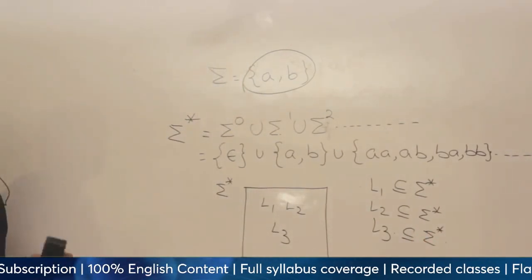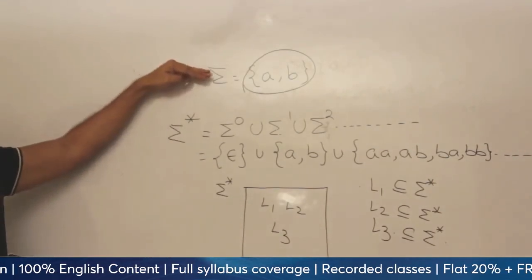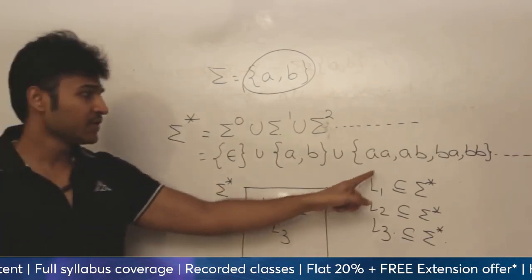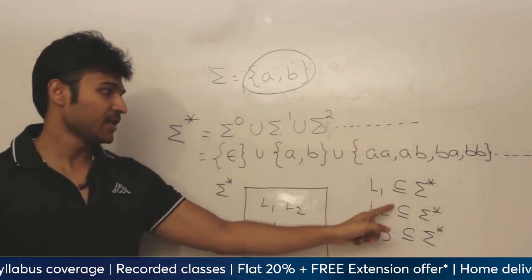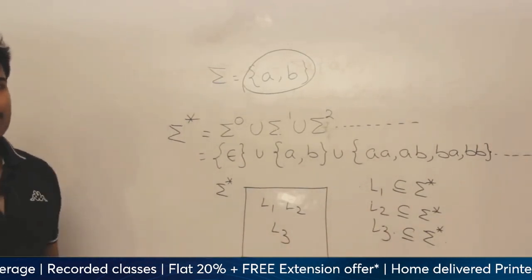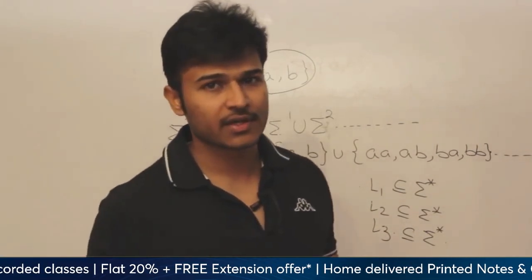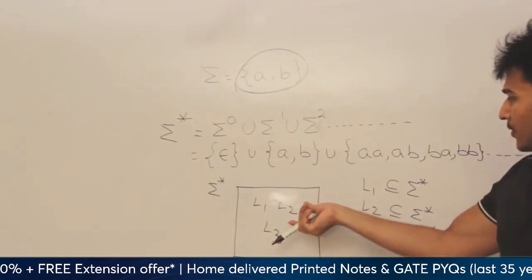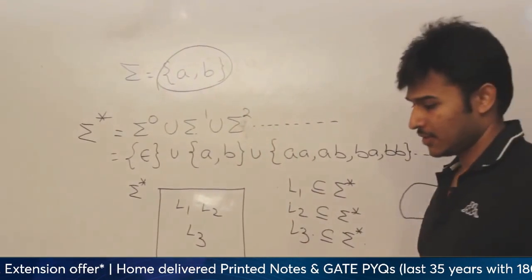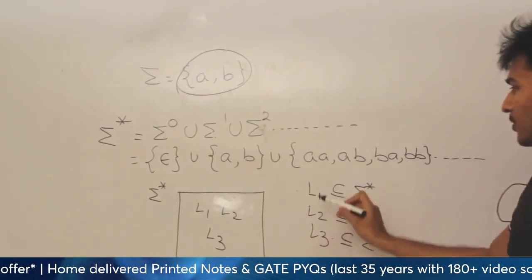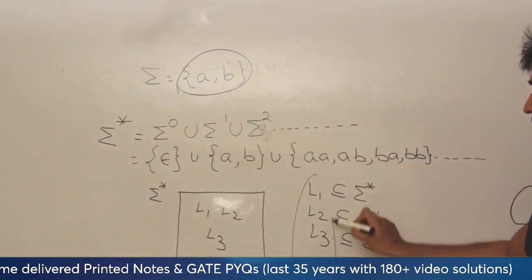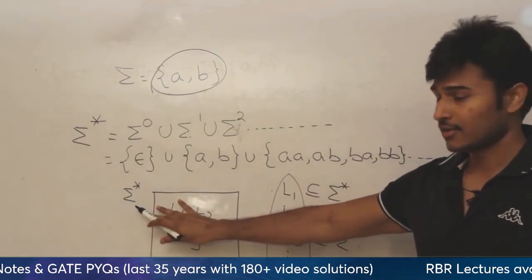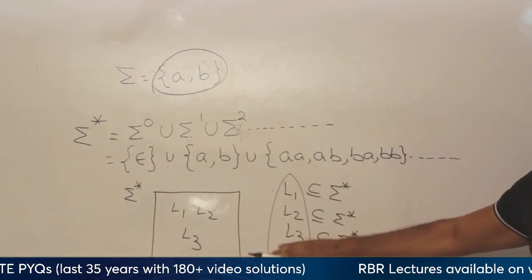Now we have languages. We have sigma, which is the alphabet. We have sigma star, which is the set of all strings possible over the alphabet. And then we have chosen some subsets, which are the languages. So a language is any subset. It can be finite or infinite, which you should be able to define precisely. How many languages are possible over sigma star? Infinite. The number of strings possible over sigma is infinite, and the number of languages possible over sigma star is infinite.